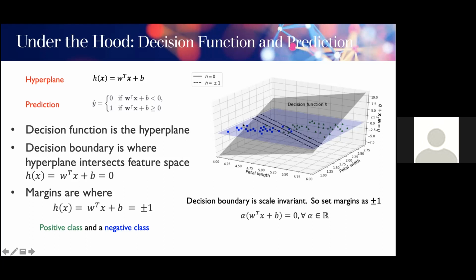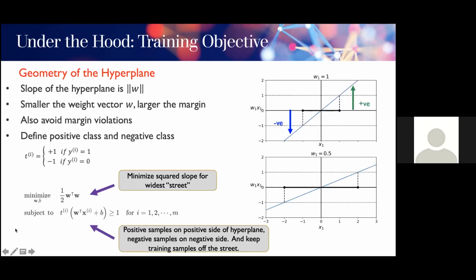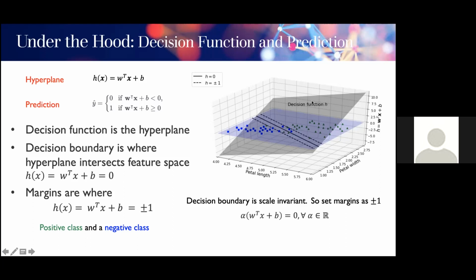Now, having said that, we can see that the decision boundary is what we have been seeing as the linear separable line, but in fact, that line is the intersection between your hyperplane and the feature space. And your margins, we'll get to where the margins are, but let's see. Margins are where your hyperplane is +1 or -1, and there are two classes: the positive class, green in this case, and the negative class, blue in this case.